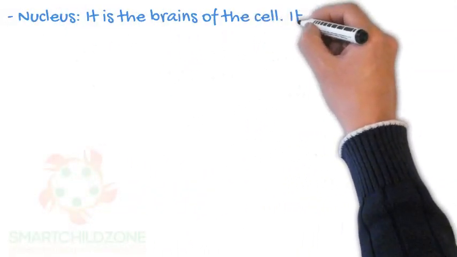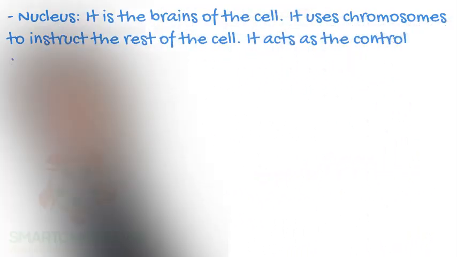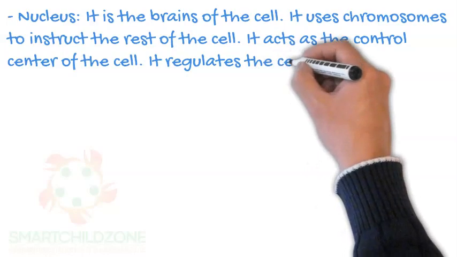Nucleus. It is the brains of the cell. It uses chromosomes to instruct the rest of the cell. It acts as the control center of the cell. It regulates the cell's growth and reproduction.